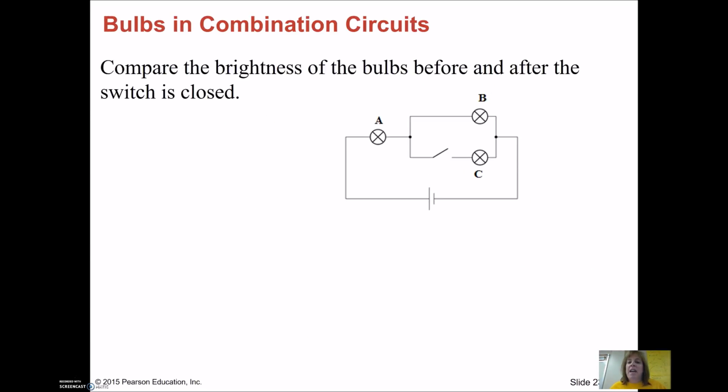Now, what do you think about this? These are bulbs. Bulb A and B and C are in combination. This is a combination circuit. What do you think about the brightness before and after the switch is closed?